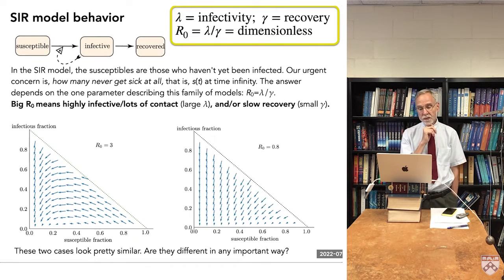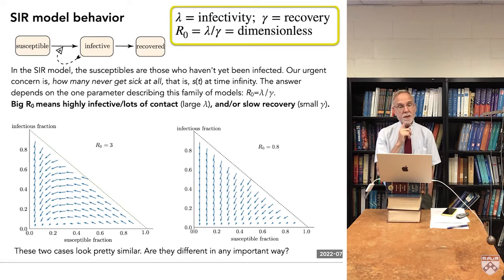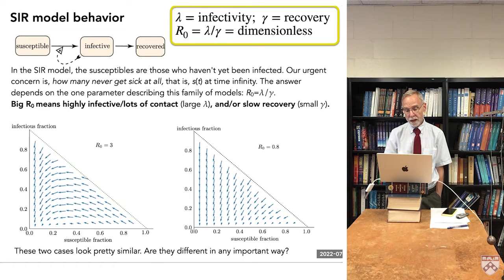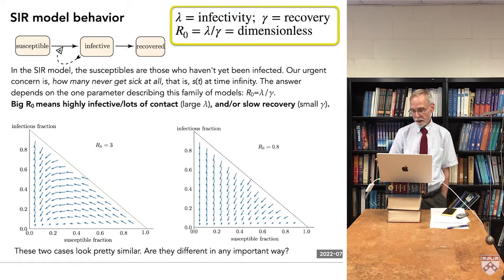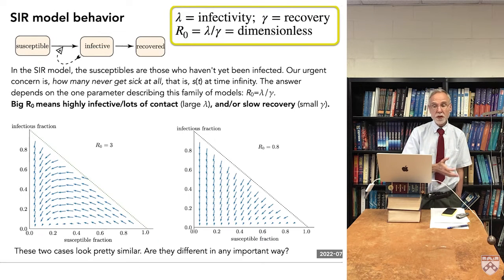Things look totally different if we have a different value of the basic reproduction number. If that parameter R0 is less than 1, if it's 0.8, and you start in the lower right corner, then you crash down onto the axis at susceptible equal to 0.8, and hardly anybody wound up getting sick. The whole outbreak died off with most of the people never having gotten it. Well, that makes sense. A small value of R0 means quick recovery or poor transmission.